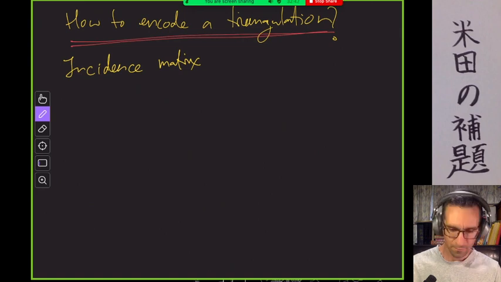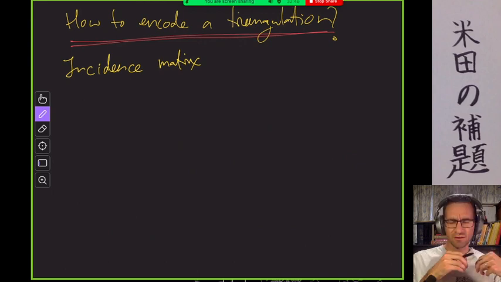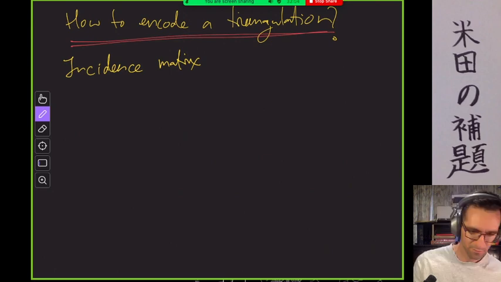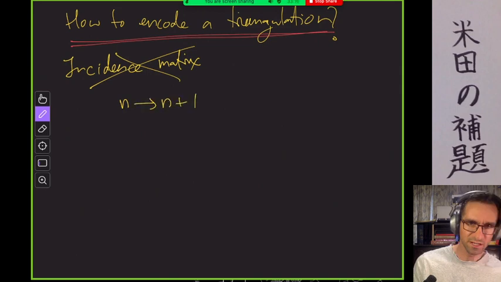So an incidence matrix: say we've got k vertices, edges, faces, whatever, all together. Order them, and we can have a matrix with a one in a position that says this edge is incident with this vertex. But that's not great. So here's a better way to do it. We have just the incidence between adjacent dimensions.